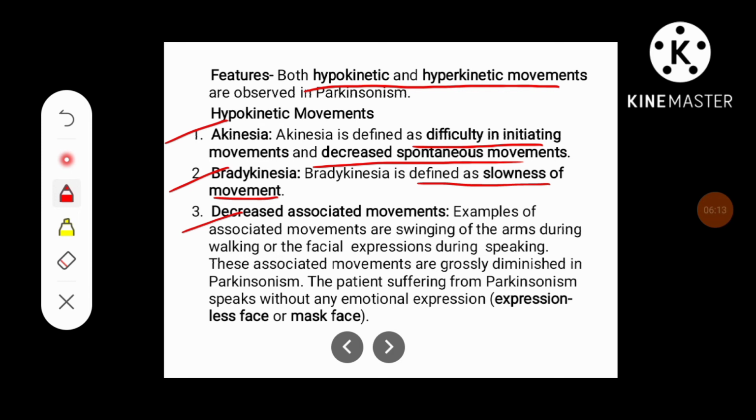Examples for associated movements are swinging of the arms during walking, and facial expression during speaking. These associated movements are grossly diminished in Parkinsonism. The patient suffering from Parkinsonism speaks without any emotional expression. So that is why there will be a mask face, or you can see the expressionless face in them.